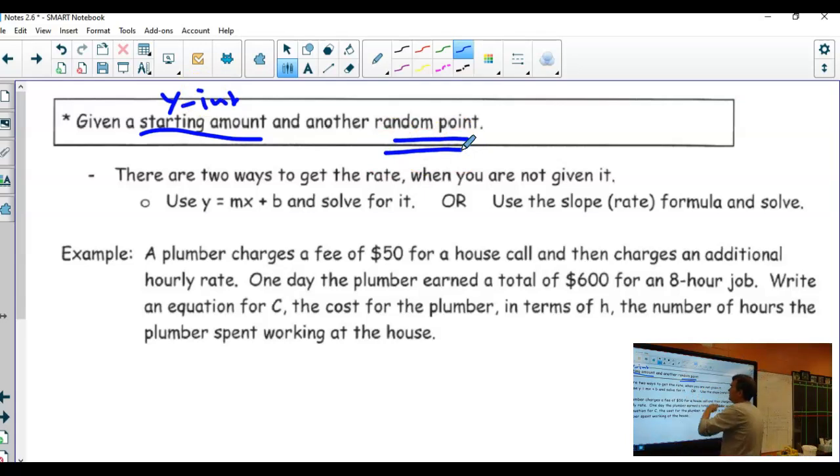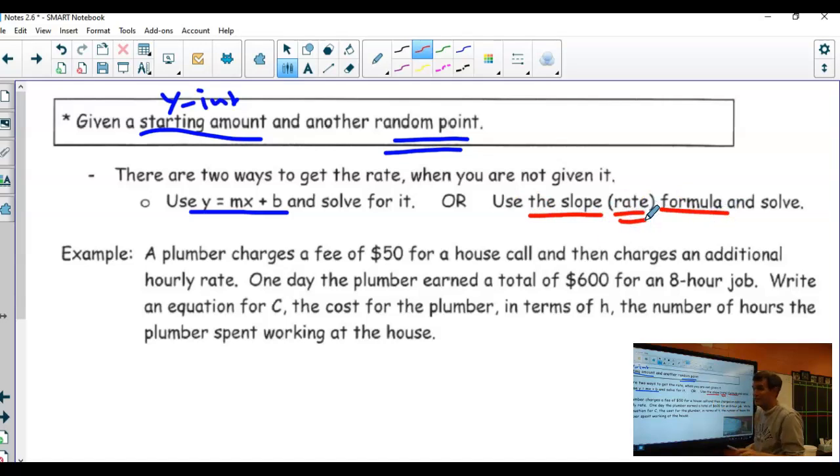Well, there are two ways to get the rate when you are not given it. I could use y equals mx plus b, or I could use the slope formula, which is the same as the rate formula, because slope and rate are the same thing. And I could use that to find the rate. I'll show you both ways real quick.